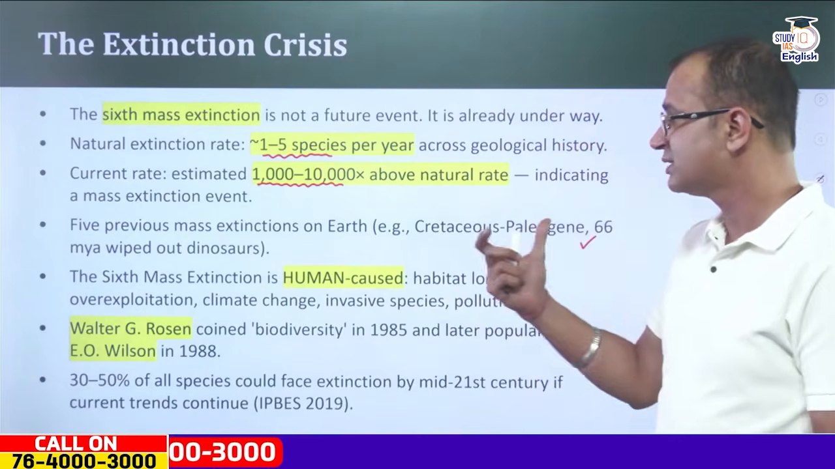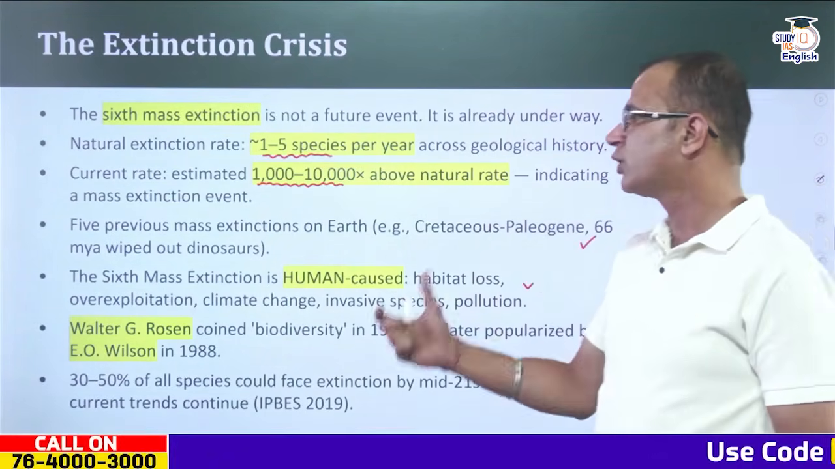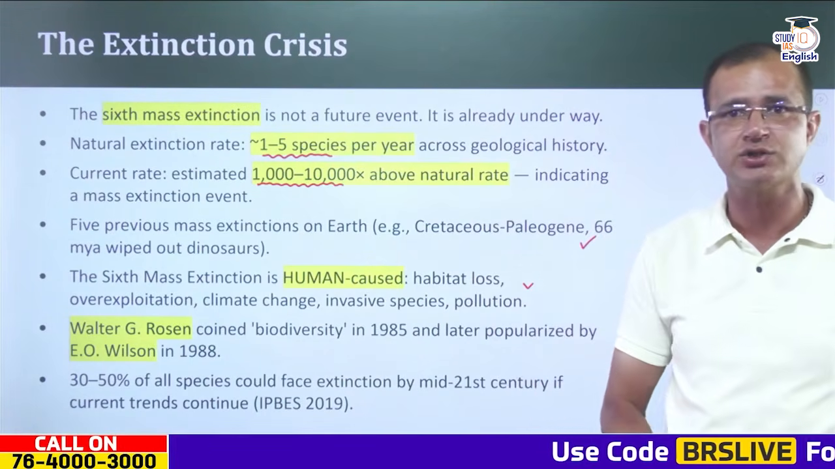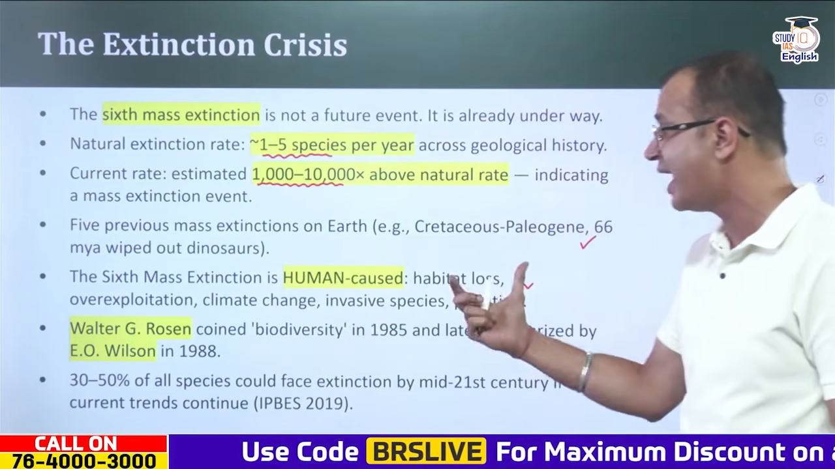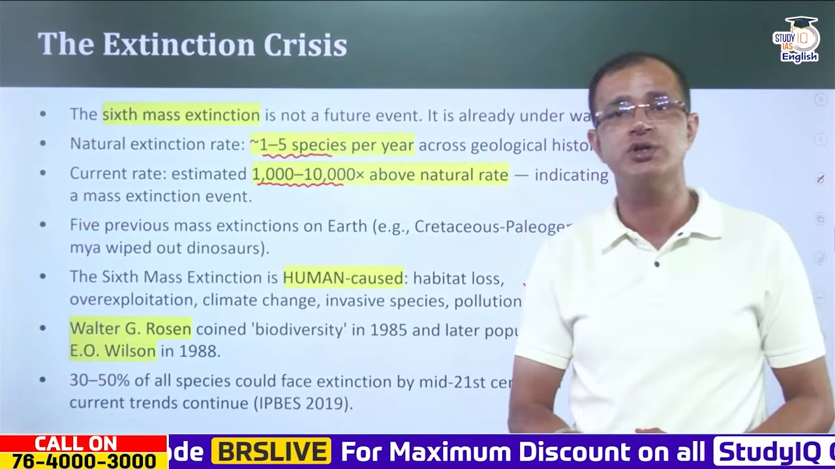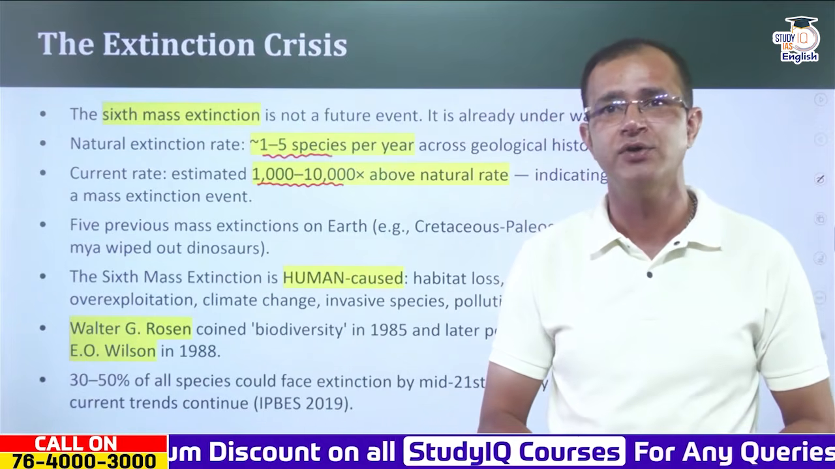Now, this sixth mass extinction event is completely human caused, because there is habitat loss or habitat destruction happening. There is overexploitation, climate change, invasive species and pollution that is driving lots of species to extinction on the surface of the earth.